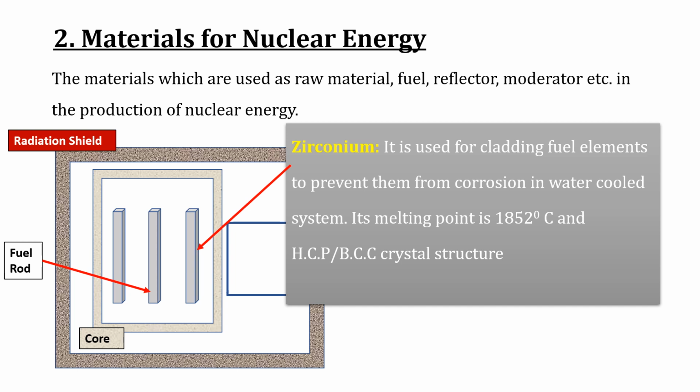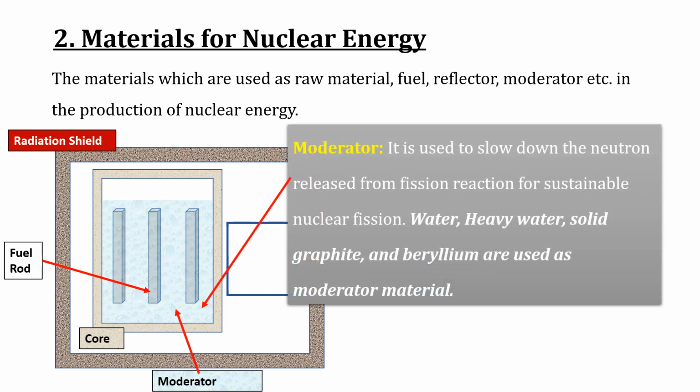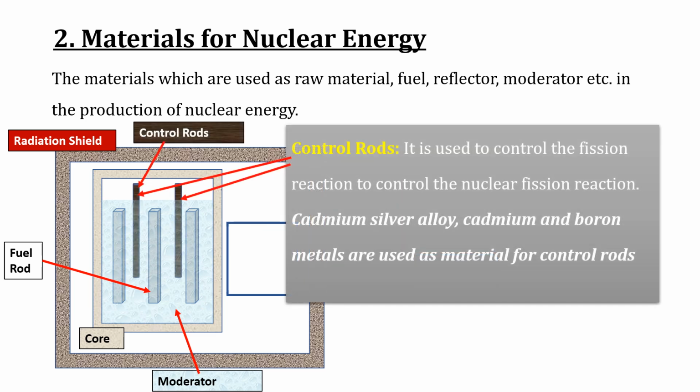To slow down the nuclear fission reaction, a moderator is used, and the moderator materials are water, heavy water, solid graphite and beryllium. These are the commonly used moderator materials. To control the fission reaction in nuclear energy, control rods are used, which are made up of cadmium-silver alloy, cadmium, boron or other materials.